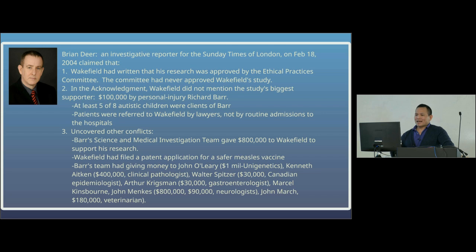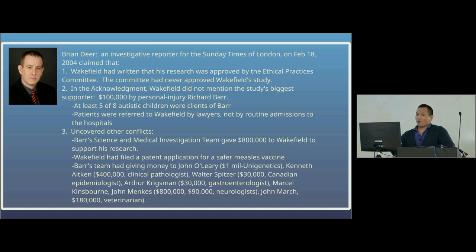The paper was published in 1998. Six years later, Brian Deer, an investigative reporter of the Sunday Times of London, investigated the paper and the people involved in the study. And he found a few interesting things about Andrew Wakefield. First of all, Wakefield had written that his research was approved by the Ethical Practices Committee. The committee had never approved Wakefield's study.